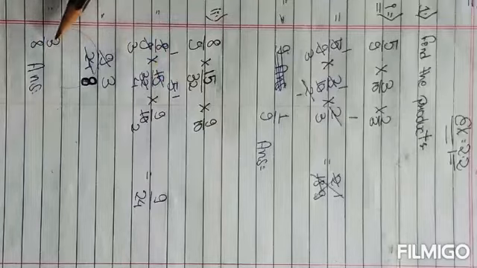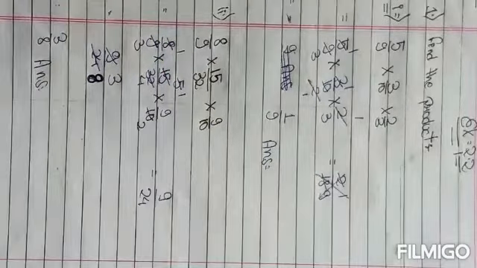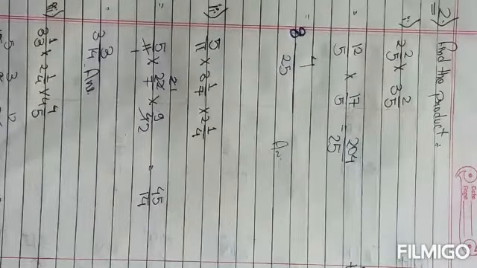After that, what answer will you get? You will get 3 by 8 as the answer. Like this you have to solve question number 1. Now see question number 2.